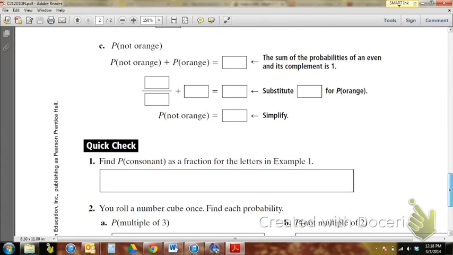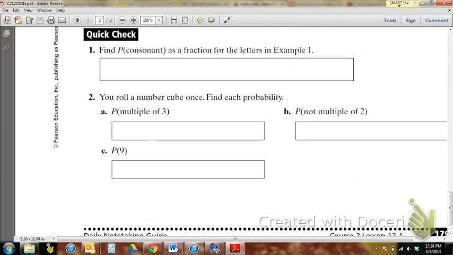Find the probability that you have a consonant. Remember, consonant is not a vowel. So it's not A, E, I, O, or U. Any other letter is a consonant. Write it as a fraction for the letters in example 1.